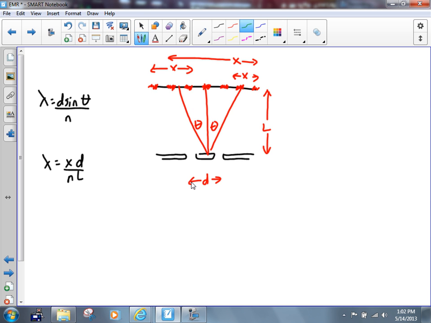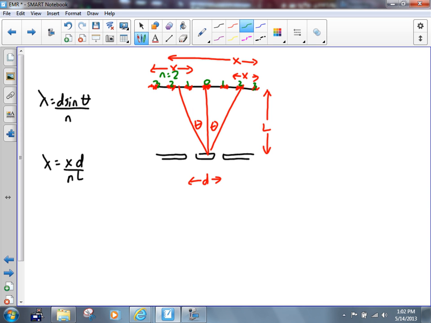What's n going to be for this one right here? It's going to be 2, because we're dealing with, say, 0 maximum, the central maximum, first, second, third. 3 minus 1 is 2. So little n is going to be 2 in that case.